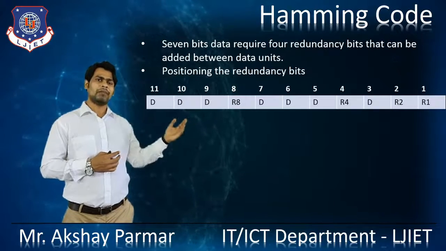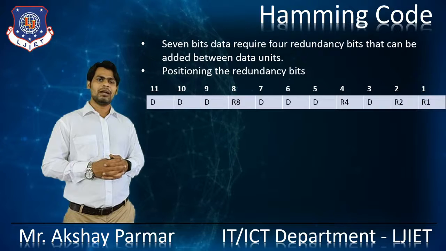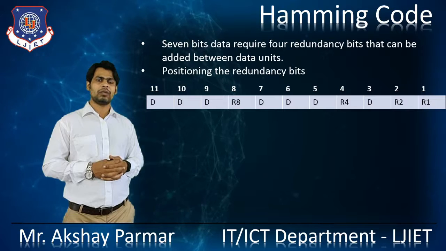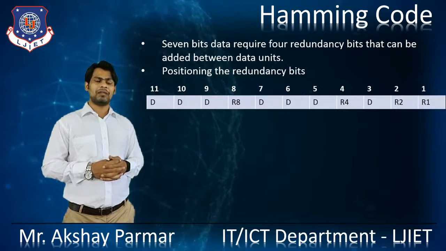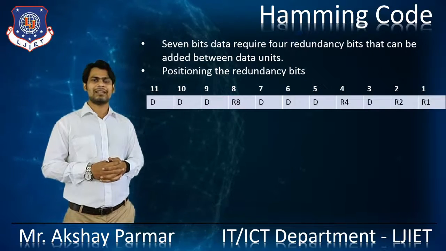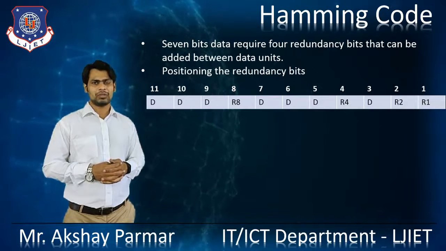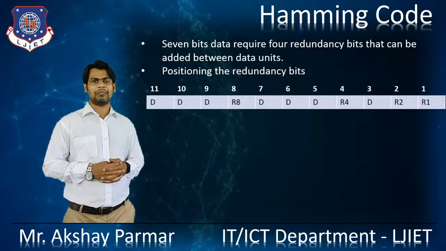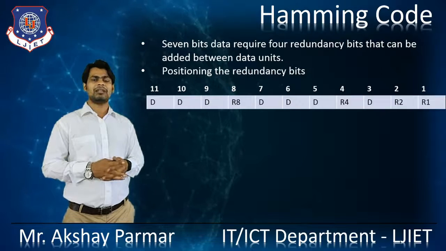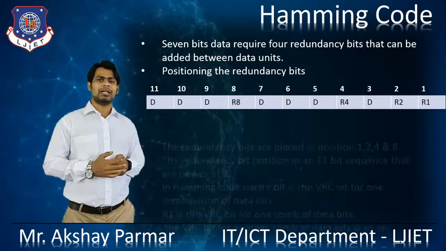So this is the position of the redundant bits. At position 1, we have put the R1 redundant bit. At position 2, we have put the R2 redundant bit. After that, at the third position, the data bit is there. At the fourth position, 2 raised to 2 is equal to 4, so we have put the R4 redundant bit at the fourth position. After that, at positions 5, 6 and 7, we have put the data bits. At the 8th position, we have put the R8 redundant bit. From 9 to 15, we put the data bits, and so on. So that's how we set the redundant bits in between the data bits.